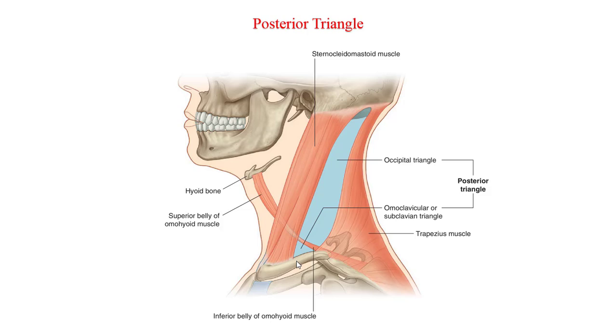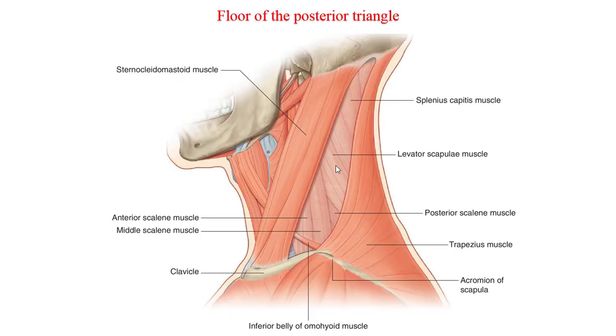The triangle is covered by the investing layer of the deep cervical fascia, and the inferior belly of the omohyoid crosses the posterior triangle, dividing it into a small supraclavicular triangle and a large occipital triangle. The floor of the triangle is formed by the prevertebral fascia, which covers some muscles that also make the floor of the posterior triangle, such as the splenius capitis, the levator scapulae, and the anterior, middle, and posterior scalene muscles.